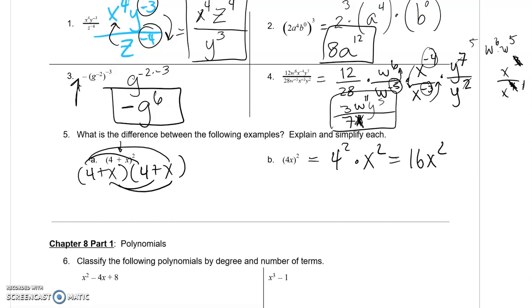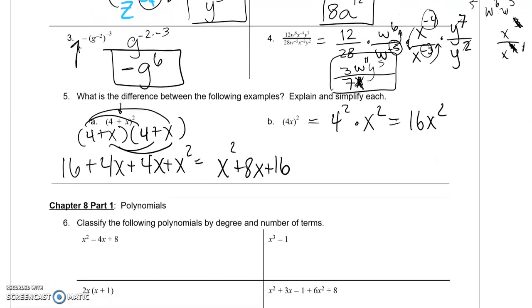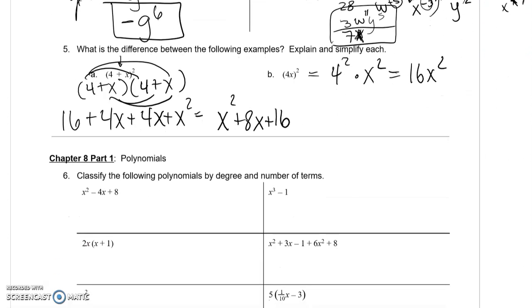So the difference between these, I'll do some work really quick over here. Hopefully this makes sense. Combining our like terms, a actually simplifies to x squared plus 8x plus 16 because we distributed, we FOILed. Whereas b, we just got to use exponent rules because there's no plus or minus signs.